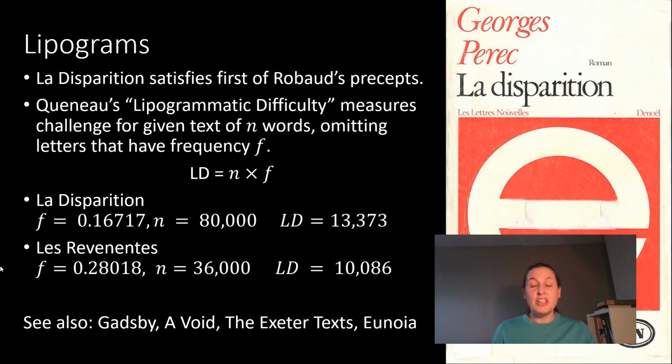There are some other versions, so I've written the names of the translations there. A Void has no E's, the Exeter text has no anything else's. Eunoia as well is worth checking out, by Christian Bök. That's got a chapter for each of the vowels, where that vowel and only that vowel is used. So you might like to explore what the lipogrammatic difficulty level of the various chapters are.